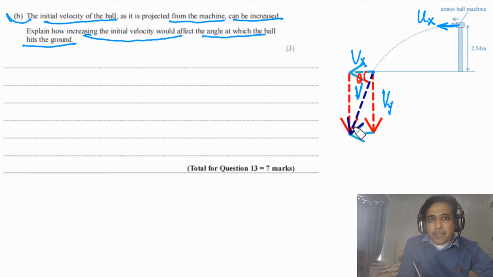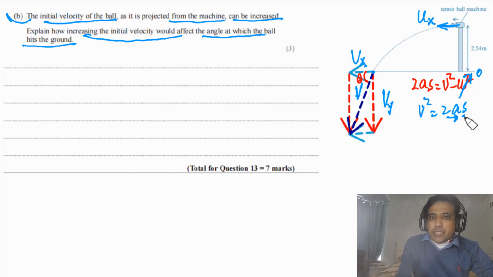This angle is theta. Now in this case, for this question we need to understand, is this velocity changing or not? This velocity simply we can find out for vertical motion: 2as is equal to v squared minus u squared. For this question it is given to us that the initial vertical velocity is equal to 0, because it is just projected horizontally. So we can write v squared in this case will be equal to 2as. a is constant, s is also constant. If we keep s constant, it means this v also remains constant. So it means this component of velocity will not change.